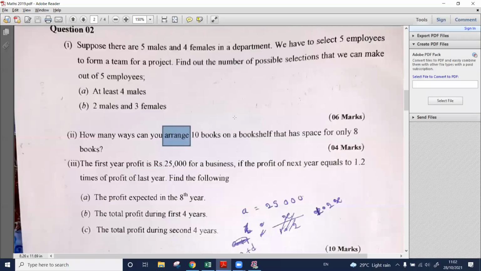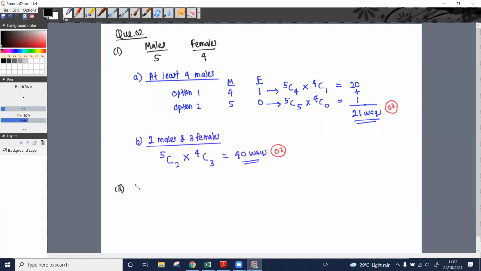Permutations or combinations, right? The answer should be what? That should be what? 10C8 or 10P8.